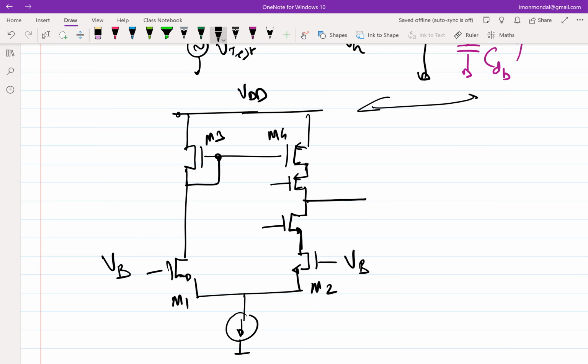Then you have to bias these also. You cannot just leave it floating, right? So how do I bias, let's say, how do I get this voltage? Let me call it M6. So essentially the question is, what should I do? How do I bias this? Let me call it VCAS P.